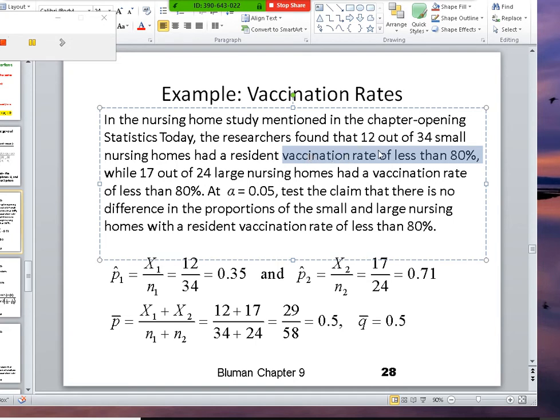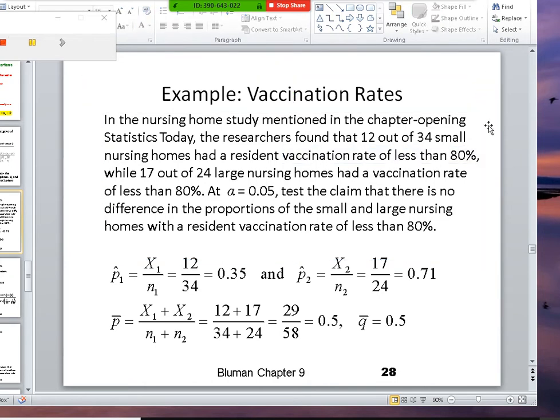Hopefully it's no, because the vaccination rates should be higher than 80%, especially with COVID-19 running around. Not that there's a vaccination for it.